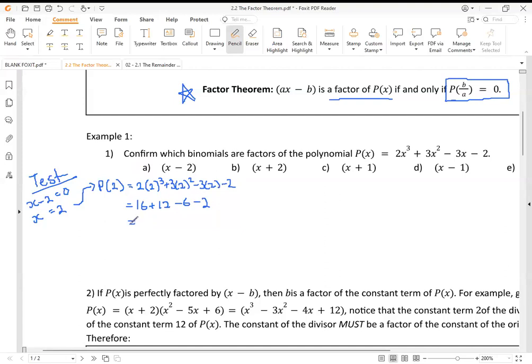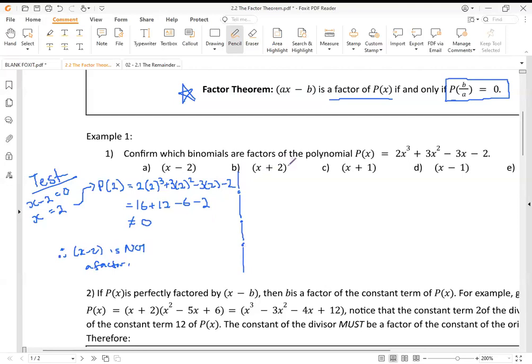Anyways, again, I don't care about the answer. All I know is it's not a 0. I am no longer interested. So you move on. So therefore, x minus 2 is not a factor. Try the next one.